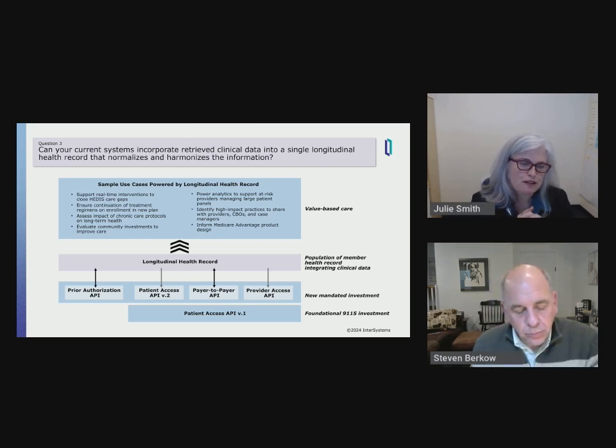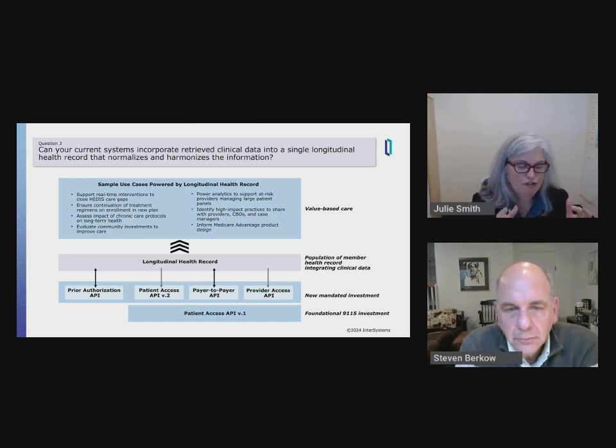So, what the CMS regulation says here is that you have to collect your data and have it available, but it takes it one step further to say it should be a single longitudinal record for a given member. And when we think about what that means, you could just have a data dump, but really to make this useful in value-based care, across population health, chronic care measurement, gap closure, right?